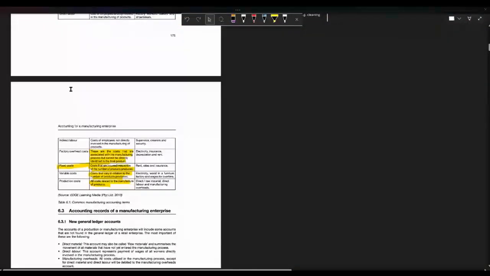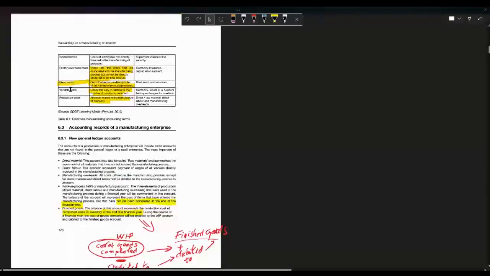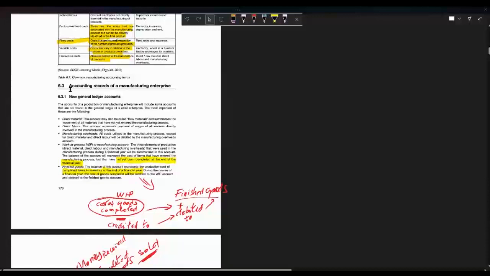And then you do have the factory overhead cost, as well as a difference between the fixed cost and the variable cost. And as you know, the difference will be in how they relate to the number of products produced. And then you would have your production cost, which encompasses all the costs related to the manufacturing of products, right? But here is now the most important part. These general ledger accounts.